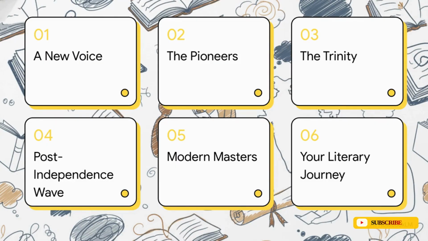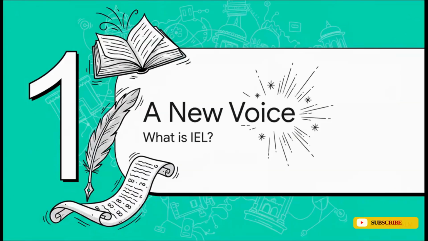Here's the roadmap for our little literary safari, or journey. We'll kick things off at the very beginning, then meet the pioneers who laid the foundation. After that, we'll get into the legendary Trinity, ride the massive wave of post-independence writing, and finally, see how Indian writers took the world by storm. Sticking to this timeline will make everything super easy to remember. So, let's start at square one.